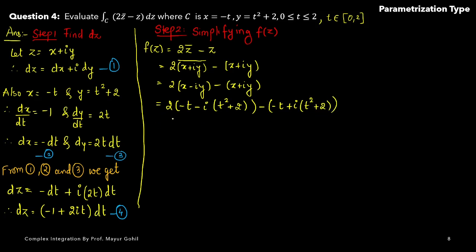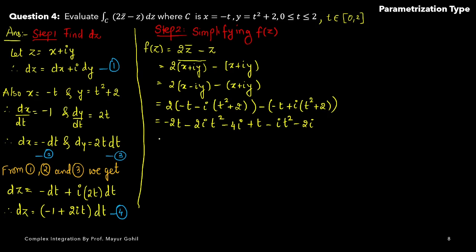Now let us simplify the whole thing. So it is minus of 2t, minus of 2i t square, right? And then it will be minus of 4i. Okay, and then here minus of minus will make it plus, so it is t. Here we will have minus of i t square, and here we will get minus of 2i. Okay, let us simplify a bit more.